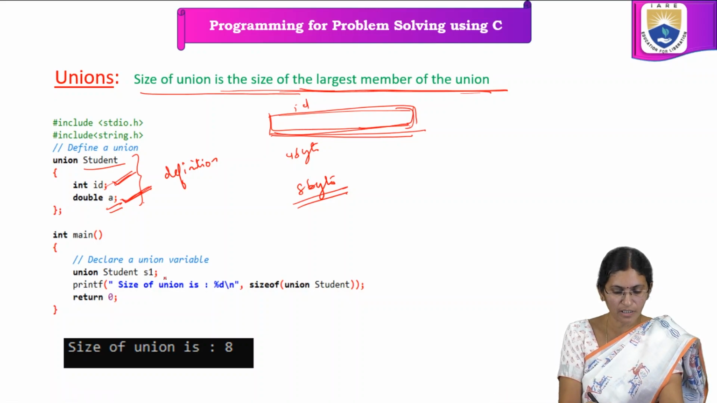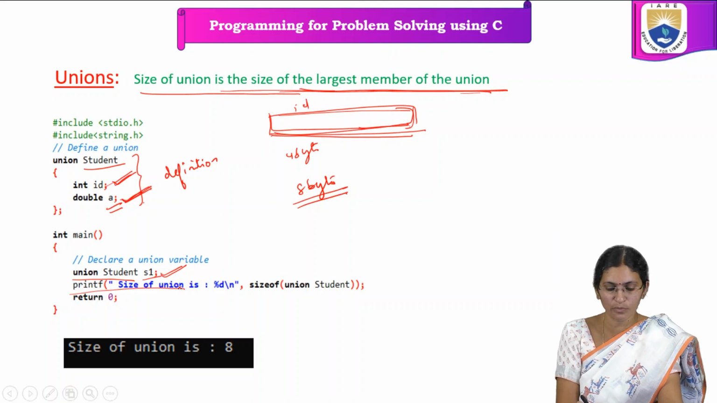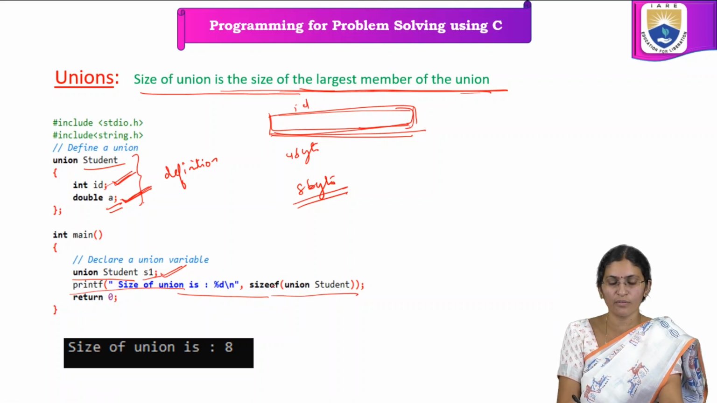When we declare a variable S1 of type union student and want to print this, we can obtain the size of this union by using the sizeof operator. You can write sizeof union student, or sizeof S1.